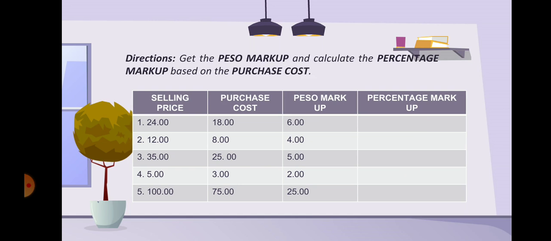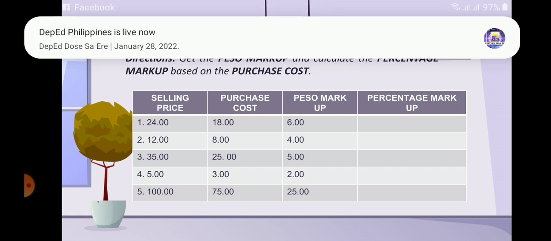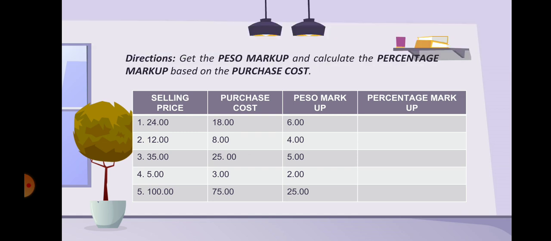So let's proceed to the percentage markup based on the cost. Okay, let's have another activity. Okay, so the selling price is 24 pesos. Then the purchase cost is 18 pesos. The peso markup is 6 pesos. Okay, so you have to divide the peso markup by purchase cost. Okay, so what is the percentage markup?